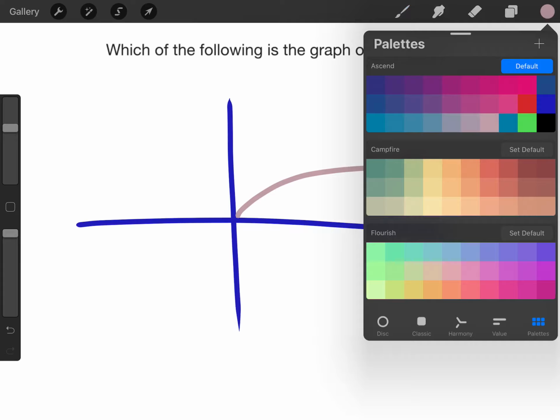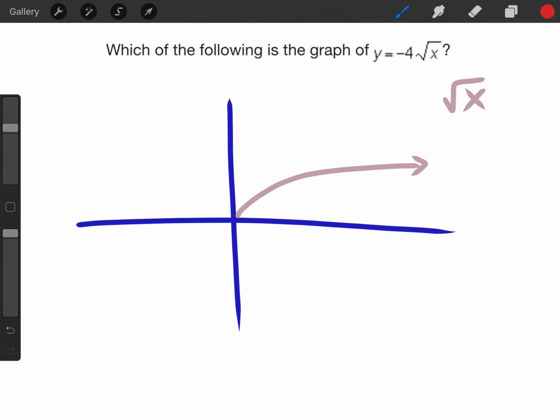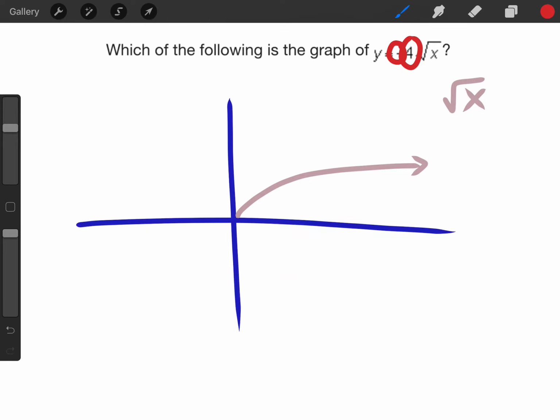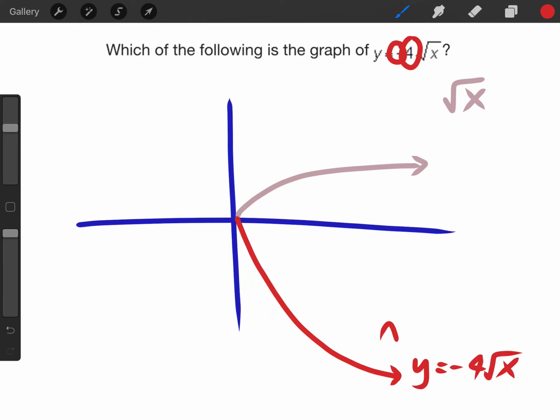Now I'm going to be analyzing some reflection. A negative on the outside of the radical is going to give you a reflection over the x-axis, like this. And then the 4 is going to make the curve steeper. So you're going to get a graph like this. This is the one for negative 4 square root of x. That's the answer.